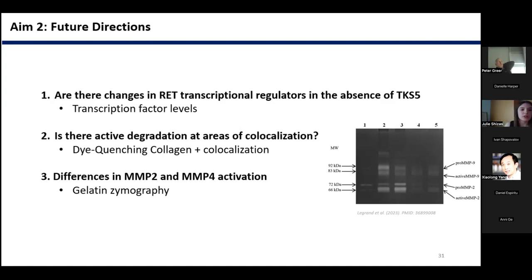Finally, just look at the difference between MMP2 and MMP9 activation in the three different cell lines using gelatin zymography. So we have on the right here a previous study that did so, where we have the pro and active, so cleaved version of each MMP. MMP2 and 9 are known as collagen and gelatin degraders. Gelatin is just a hydrolyzed form of collagen, so it's a smaller form. So it'll be interesting to see if the activity of these MMPs is different between the wild type, the TKS5 knockout, and RET knockout cells.